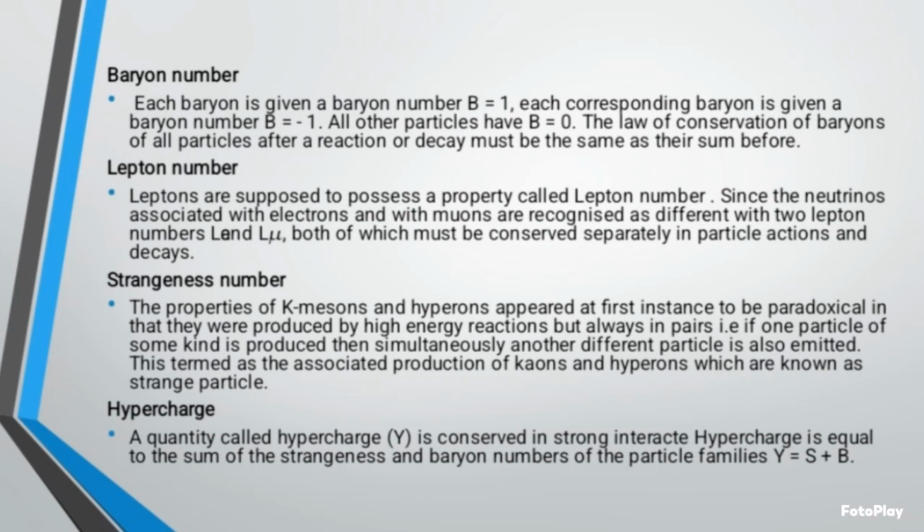The strangeness number. The properties of K mesons and hyperons appeared at first to be paradoxical in that they are produced by high energy reactions, but always in pairs. If one particle of some kind is produced, then simultaneously another different particle is also emitted. This is termed the associated production of kaons and hyperons, which are known as strange particles.